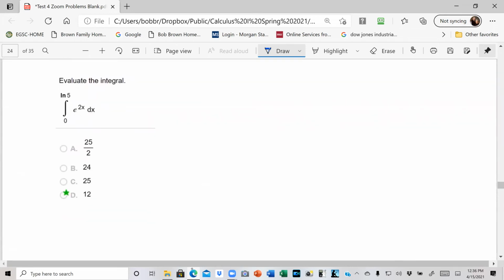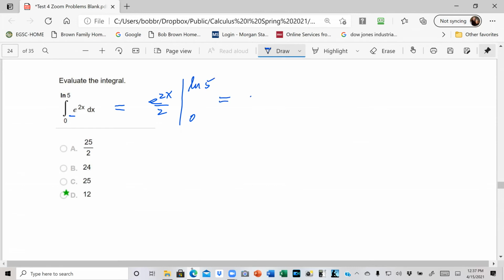Evaluate the integral here, e to the 2x from 0 to ln of 5. We first get the antiderivative of e to the 2x, which would be e to the 2x over 2. It's not just e to the 2x, you have to remember the chain rule and also take the derivative of e to the 2x over 2 and show that it equals e to the 2x. So you then need to evaluate that between 0 and ln of 5.